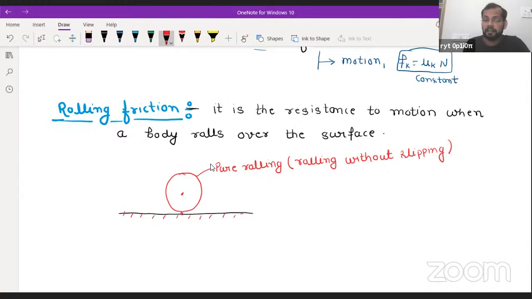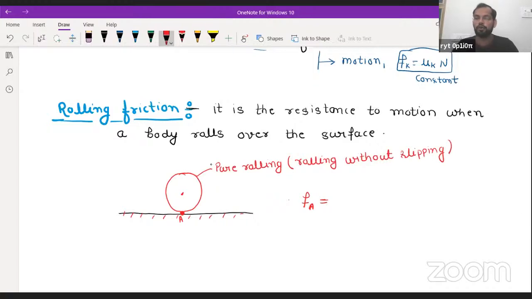there is a point contact between the body and the surface. Can anybody tell what will be the magnitude of sliding friction at point of contact A? Right now I am interested to know the magnitude of sliding friction at point A. I am waiting for the response. Please respond. What will be the magnitude of friction when a body is in pure rolling motion over the surface?